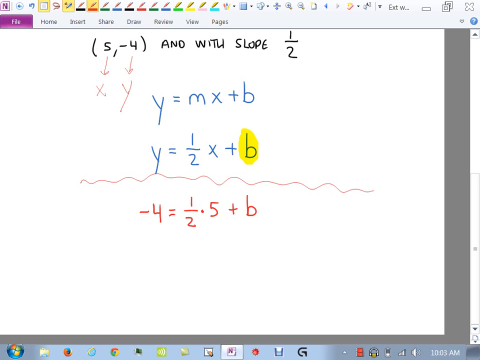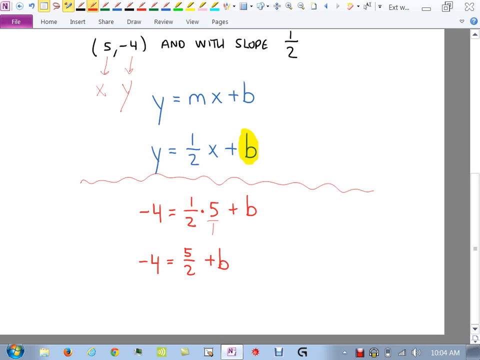So what's 1/2 times 5? And don't get on your calculator, just what's half of 5? Well, rewrite 5 as 5 over 1, right? And then multiply straight across. Isn't that 5 halves? 5 over 2. So I have -4 equals 5 over 2 plus b.